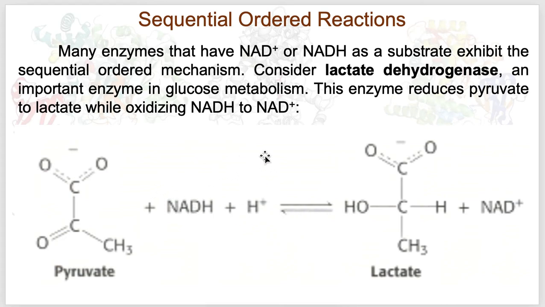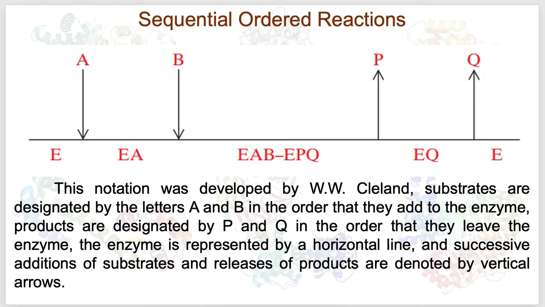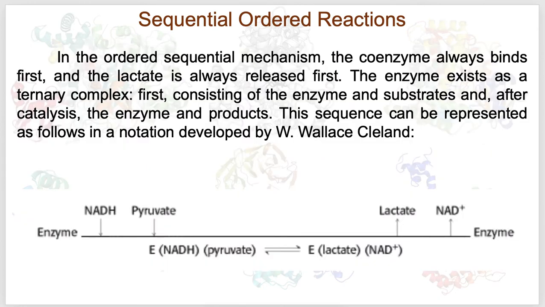In this example, the enzyme lactate dehydrogenase catalyzes the reaction between pyruvate and NADH. In this reaction, one hydrogen ion is transferred from NADH to pyruvate, and the product lactate is formed. Lactate and NAD are the products. If we want to represent this reaction by the model developed by W. Cleland, it will look like this.